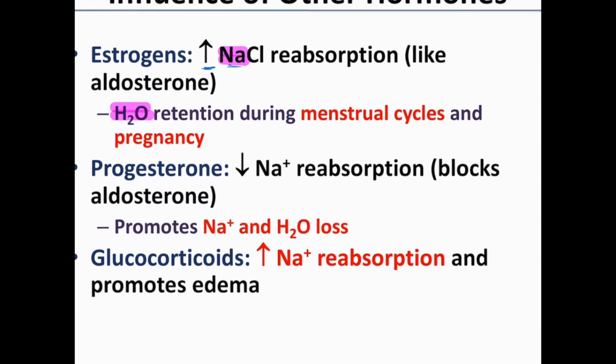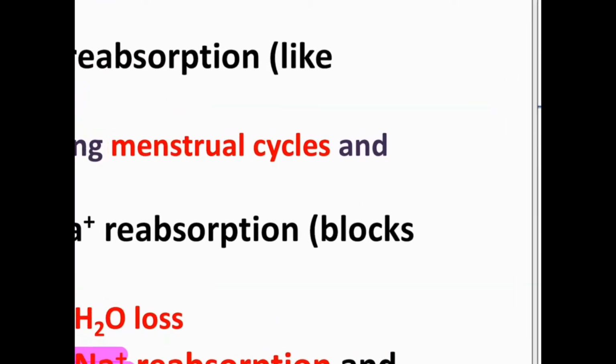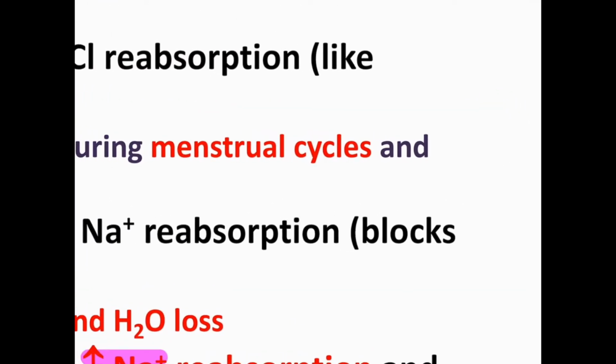Another hormone that will have a similar effect to aldosterone, enhancing the sodium reabsorption, is going to be the corticosteroid. Corticosteroids, or glucocorticoids, are going to promote edema. If you remember, what are the different layers of the adrenal cortex? The adrenal cortex was formed of 3 layers: zona glomerulosa, zona fasciculata, and zona reticularis.